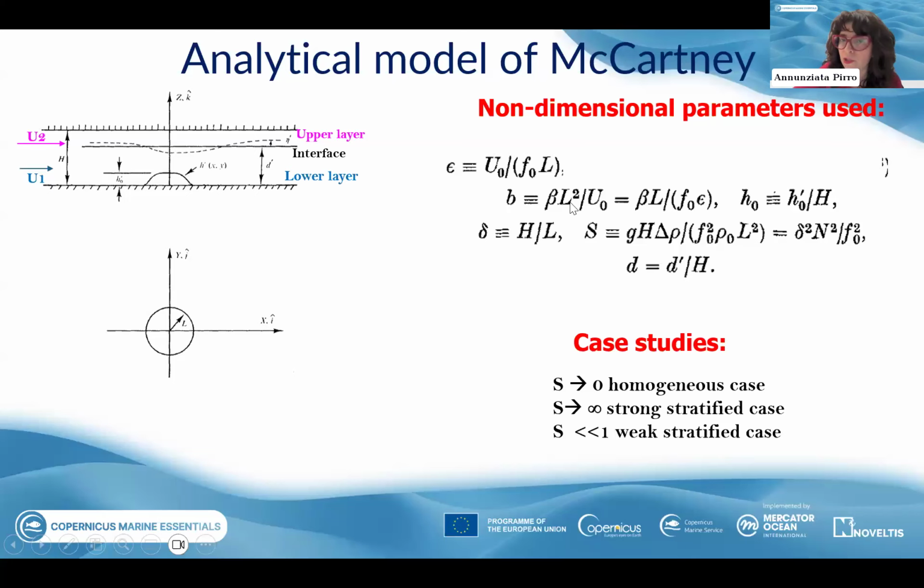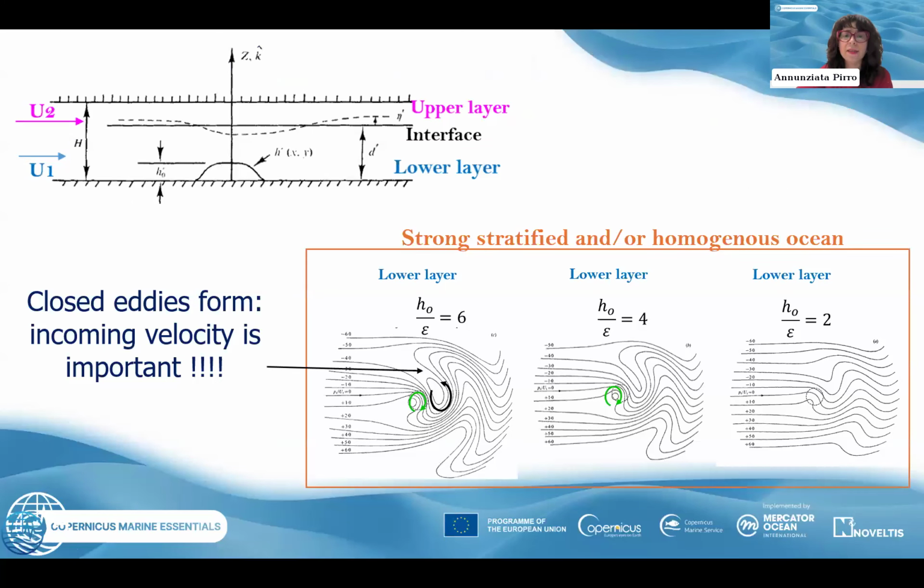He had a bunch of non-dimensional parameters like the Rossby number, stratification, and height of the seamount, and then simulated the ocean with homogeneous and stratified cases. What he realized is that in the case of a strongly stratified ocean, so when the density is very different between each layer, he got the presence of these nice Rossby waves and nice eddies above the seamount or behind the seamount, only if the ratio H0 over epsilon is very high.